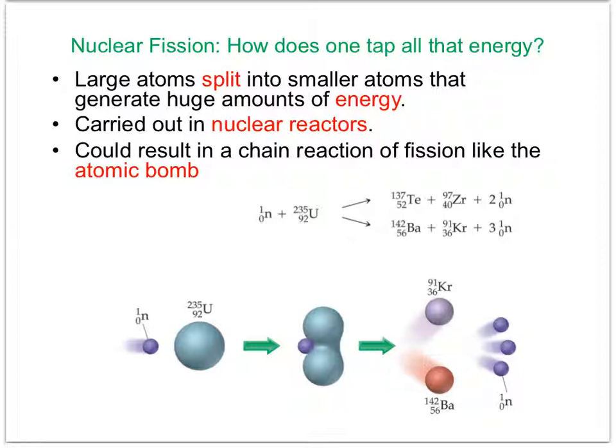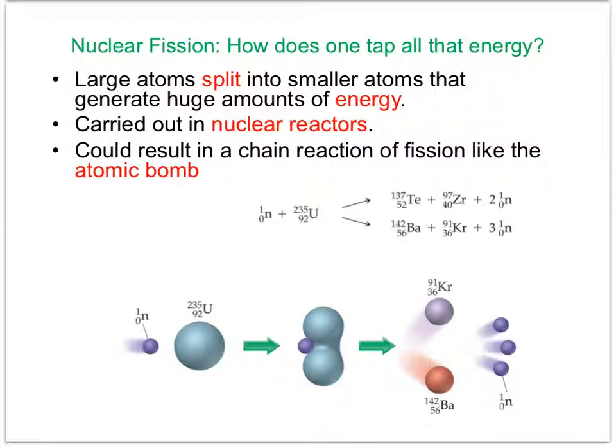Nuclear fission is a way that we can gather energy. It is a process where large atoms split into smaller atoms, and it will generate huge amounts of nuclear energy that can then be transformed eventually into mechanical energy. It is carried out in nuclear reactors, and it's the same energy that was released in the atomic bomb.